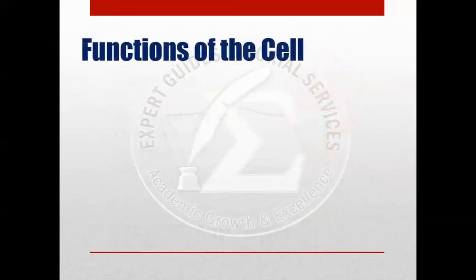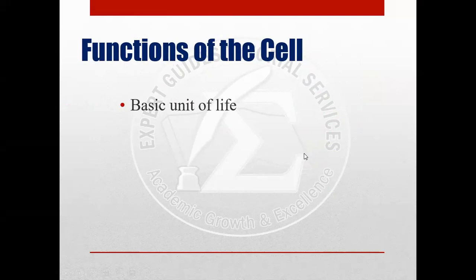The following are the functions of the cell. Number one, it's the basic unit of life. As we have mentioned from the previous slide, all living things are made of cells. Cells also provide protection and support, like in the case of the bone cells. The bone cells make up the skeleton that protects vital organs like the brain, spinal cord, heart, and reproductive organs.